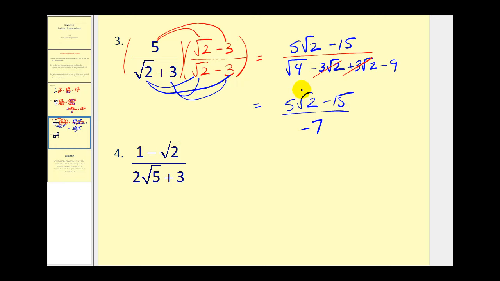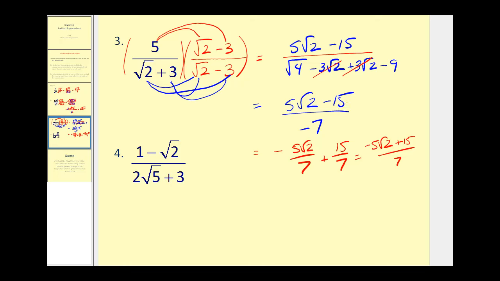Now there are a variety of ways to leave this answer. A lot of times textbooks don't like to have a negative in the denominator, so we could rewrite this as 2 separate fractions. We would have negative 5 square root 2 over 7. And here we'd have a negative 15 divided by a negative 7. That'd be plus 15 sevenths. Or we could also rewrite this now over a single denominator where the 7 would be positive. You should be aware there are a variety of ways to express the final answer if you're trying to get your answer to match a specific form.